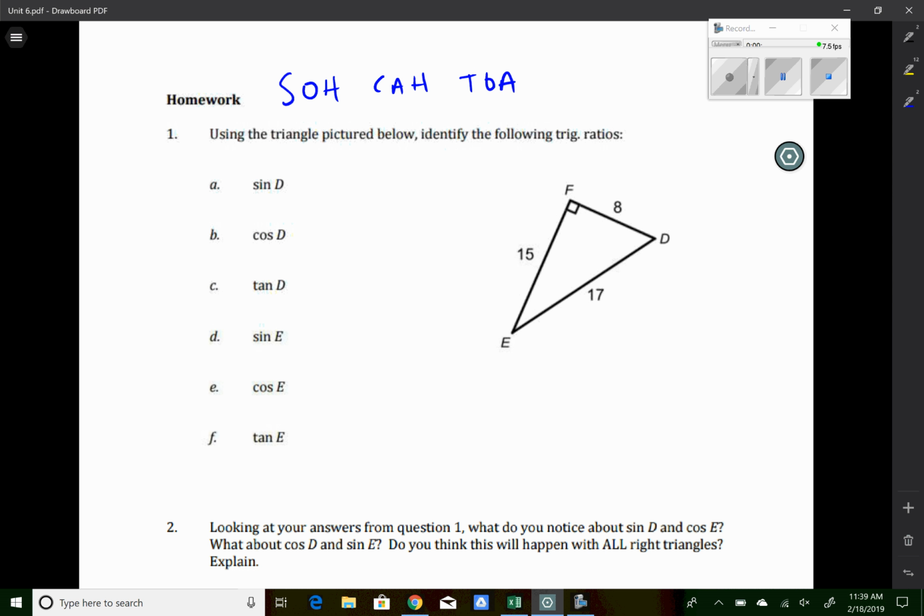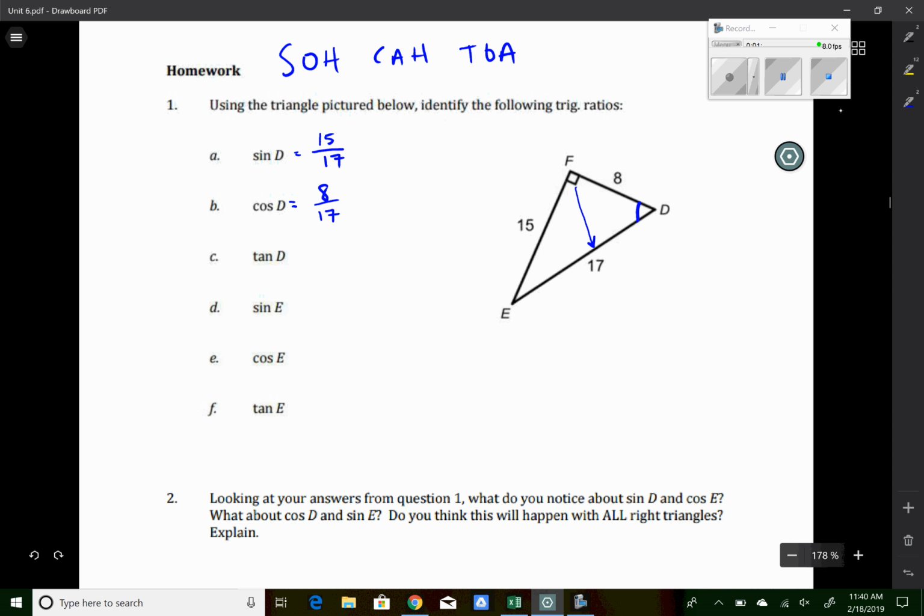So for the sine of D, if angle D is the angle we're using, the opposite side of D would be 15, or side EF. So I would say this ratio is 15 divided by the hypotenuse side, which is the side opposite the 90-degree angle, so that would be 17. For the cosine of D, that would be the side next to angle D that's not the hypotenuse, so that would be 8 over the hypotenuse. The sine and cosine should always have the same denominator.